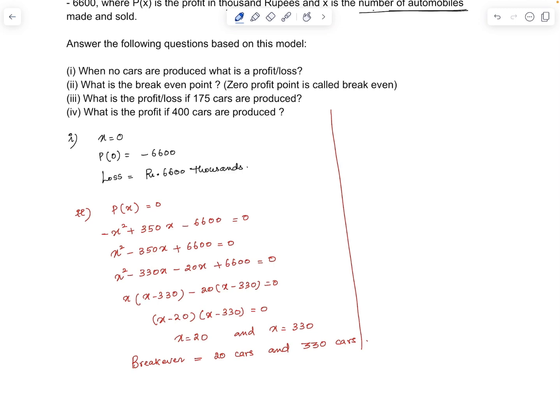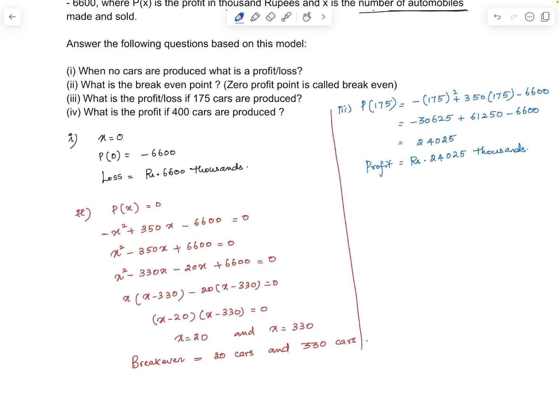Question 3. What is the profit or loss if 175 cars are produced? Let's calculate P(175), which is -175² + 350 times 175 - 6600, which gives us 24,025. That is, profit is rupees 24,025 thousands.